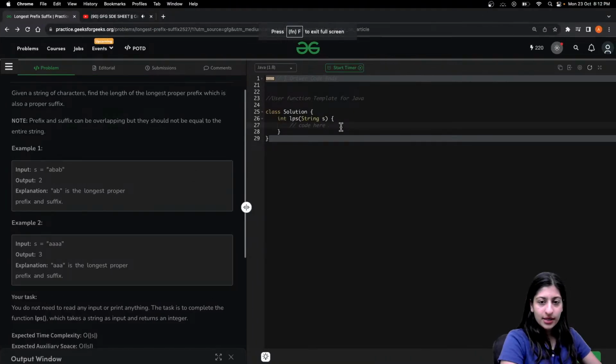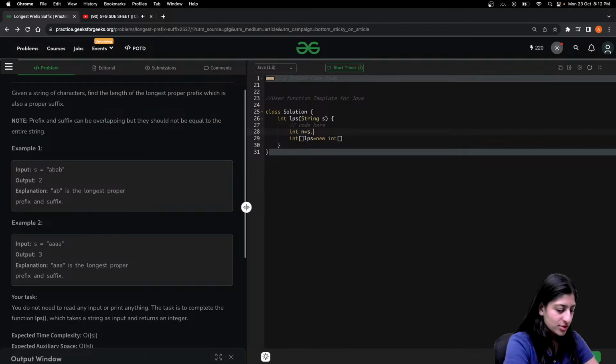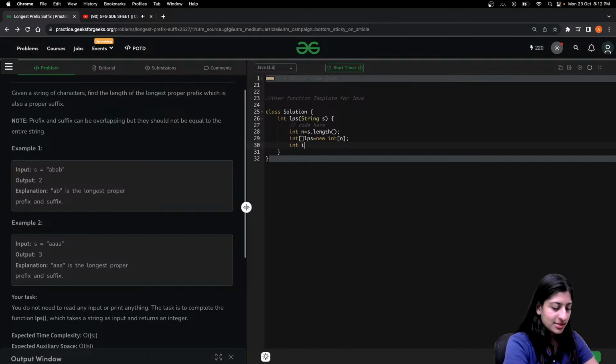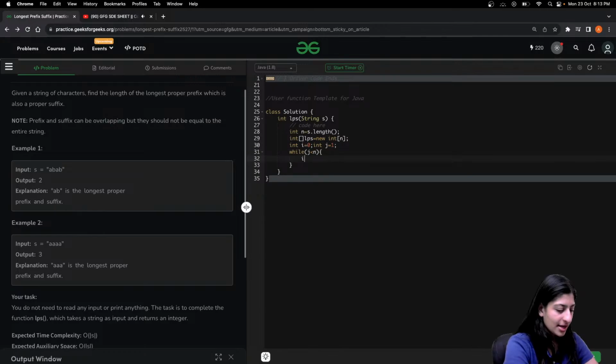So what we are taking here is int LPS equal to new int of length n. Let me create n as s dot length, correct? This is of length n. Then you are taking two indexes. I told you one is starting at 0, another one is starting at 1. Int j equal to 1. So while you are keeping track of j, while j is less than n, you are checking if s dot char at I equals s dot char at j, correct?